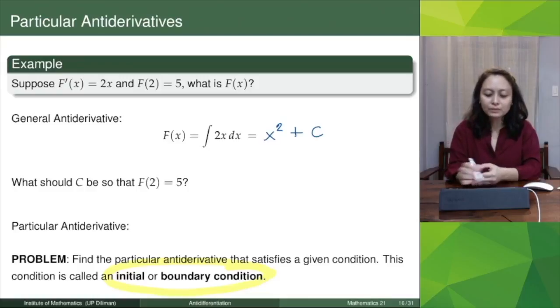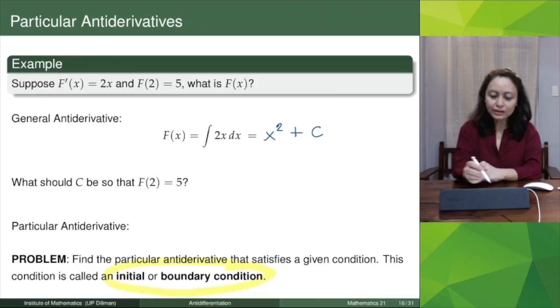So our next problem is to find the value of this constant. Dun na ngayon gagamitin itong condition na to. This is called your boundary condition or initial condition. So f of 2 is 5. Ito yung f of x natin.